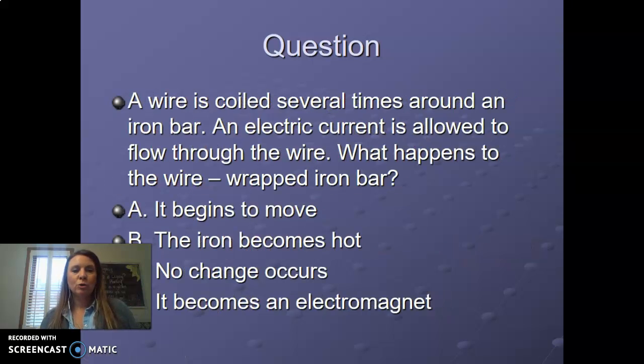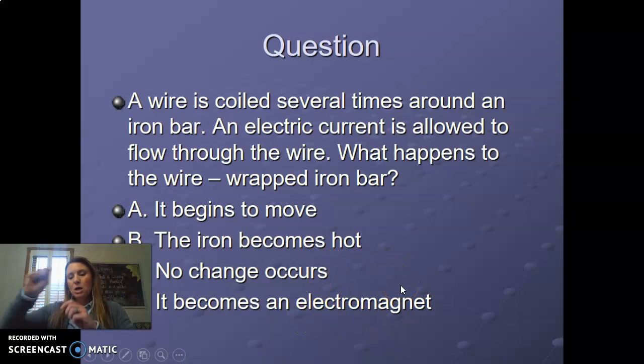A wire is coiled several times around an iron bar. An electric current is allowed to flow through the wire. What happens to the wire wrapped around the iron bar? It begins to move, the iron becomes hot, no charge occurs, or it becomes an electromagnet. Clearly, this is what we're talking about, an electromagnet.